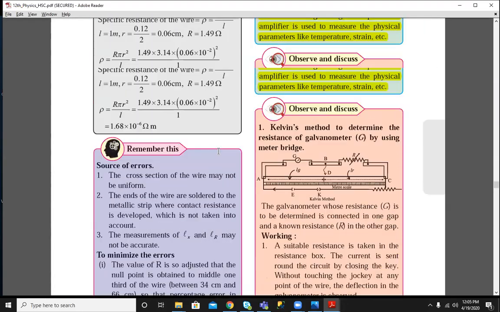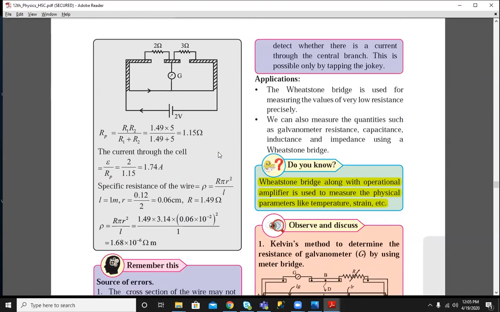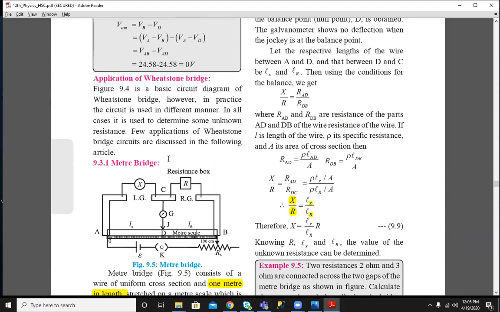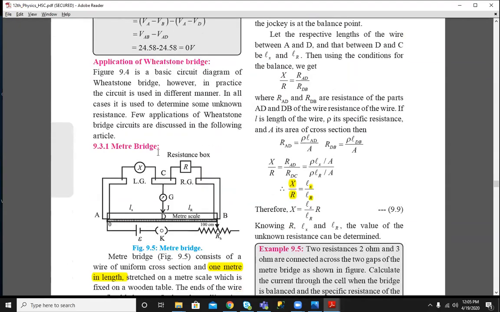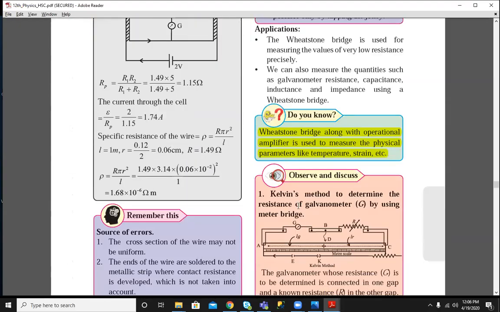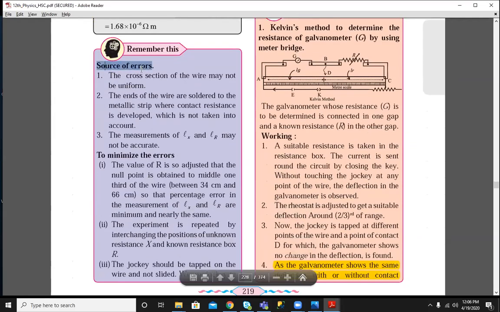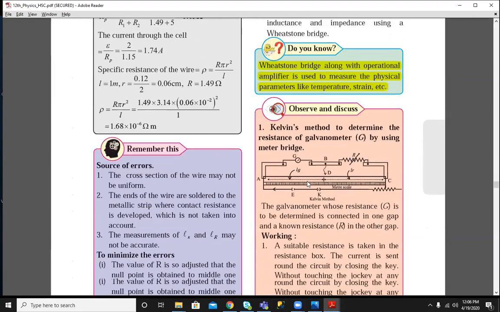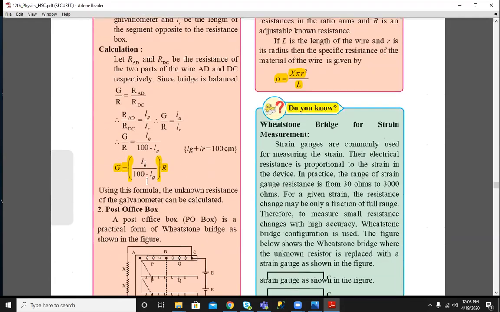So far we have seen Kirchhoff's first law and Kirchhoff's second law, their explanation, problems based on that, then the Wheatstone bridge, then the meter bridge and Kelvin's method for determining galvanometer resistance. Remember these sources of error and how to minimize error. This is a 2 marks question. Kelvin's method and meter bridge are also 3 marks questions. Problems also come for 2 or 3 marks.